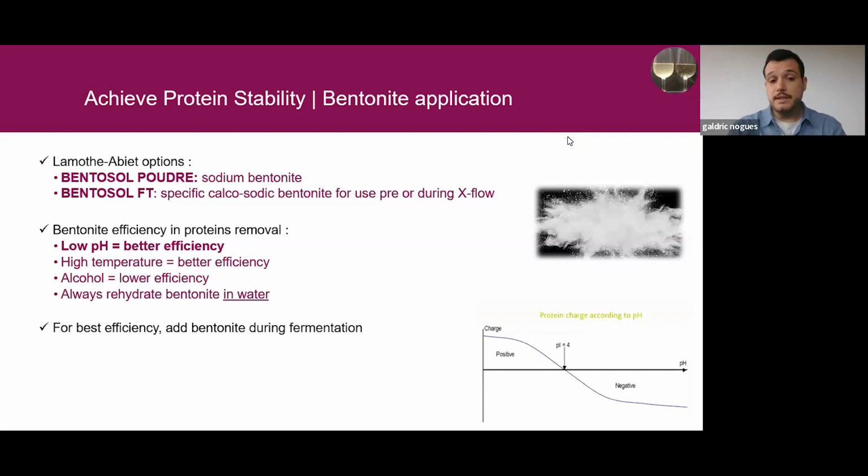As well, we can think about adding the bentonite during the fermentation. It's always more efficient because you benefit from the movement, the heat, etc., from the fermentation itself. So you increase the efficiency of the bentonite.